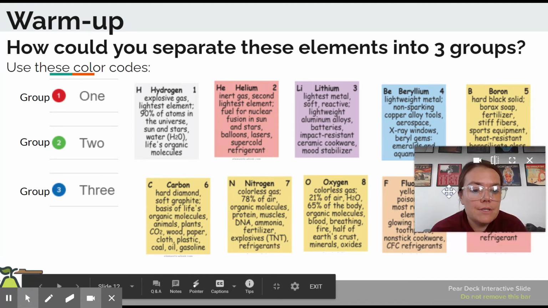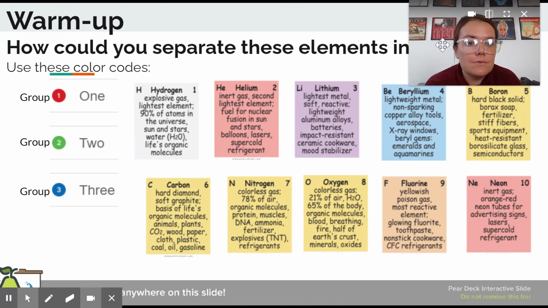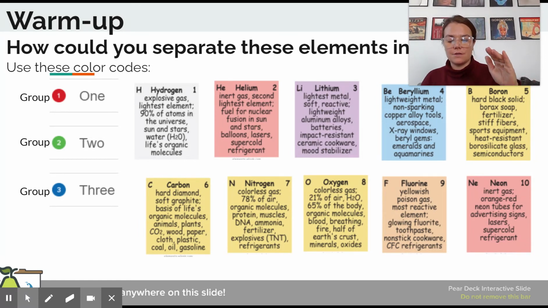What I want you to do is take a look at any of the characteristics or character traits listed about these elements and come up with a way to put them into 3 distinct groups, okay? So I'm going to ask you what's in group 1, what's in group 2, what's in group 3. Just tell me which elements you're putting in each group. There is no right or wrong answer here. I just want to see how you would actually try and group these.